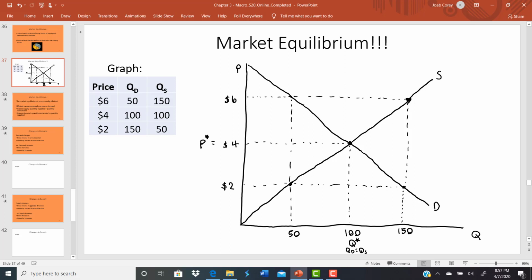The exact amount of people who want the good is equal to the exact amount of that good being offered for sale at that equilibrium price. So a couple of things to note about this market equilibrium. If you notice this demand curve, this represents how much the buyers value stuff. The supply curve kind of represents the cost to the sellers of producing it.